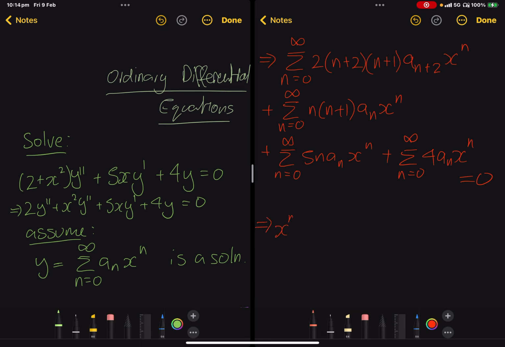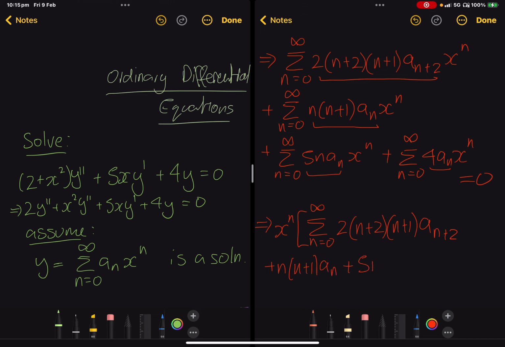So this gives us x to the n times the big sum from n is 0 up to infinity of the sum of all of these terms, which is going to be 2 times (n plus 2) times (n plus 1) times a subscript n plus 2, plus n times (n plus 1) times a subscript n, plus 5n times a subscript n, plus 4 times a subscript n. This is all equal to 0.